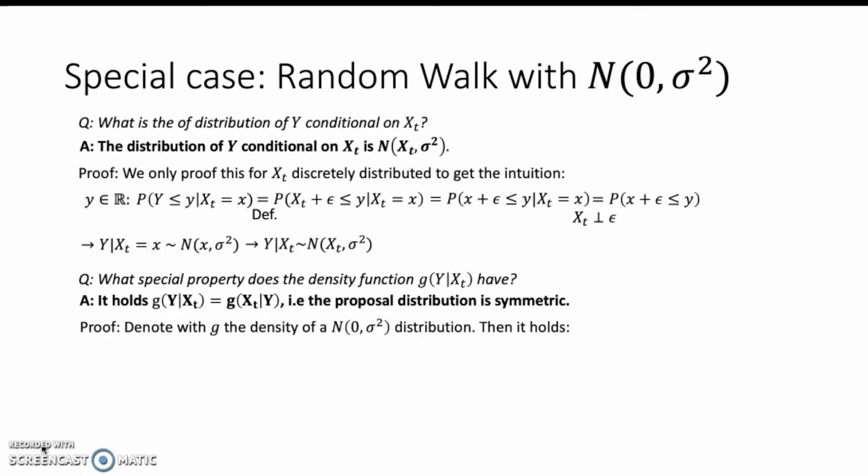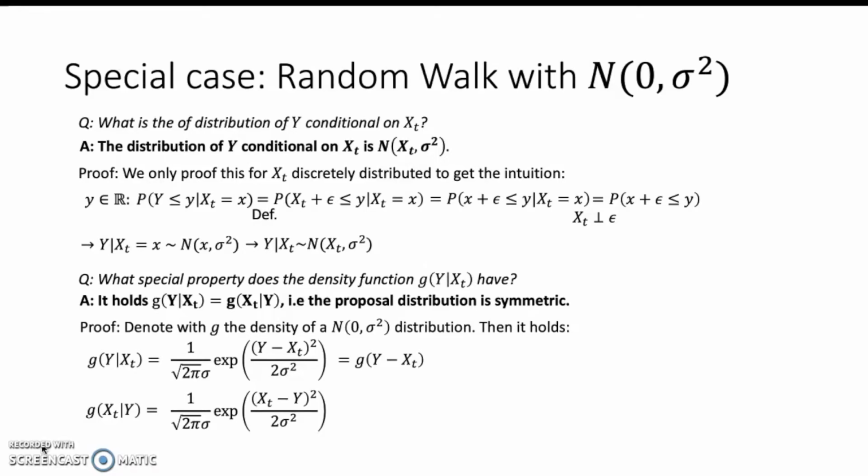We denote with g the density of a normally distributed random variable with a certain variance sigma squared. Then it holds, if you write this down, this is just the density of the normal distribution. And we can denote this as this. And then we just switch y and xt. We get this if we plug this into our density. And we can switch y and minus xt actually and get the same here. So we actually have that those two are equal. So we can say the proposal distribution is actually symmetric.